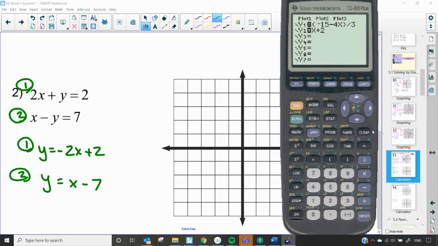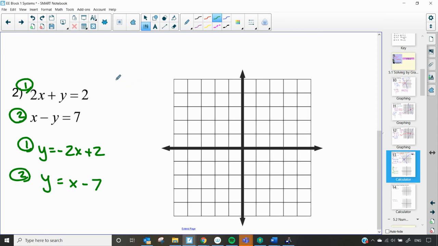So on our calculators, we're going to graph y equals negative 2x plus 2. Again, make sure you're using the negative and not the subtraction sign. And x minus 7. And this time I'm going to use the subtraction sign. So I've got those two graphed. I can go second calc 5. Now, again, you might want to graph it first. There'll be a little bit of a delay there, but enter, enter, enter. And I have a solution of 3 comma negative 4.